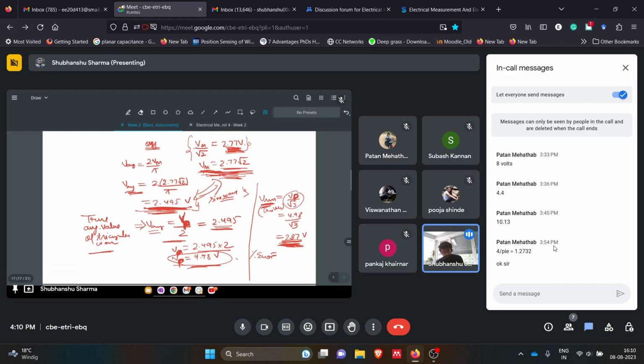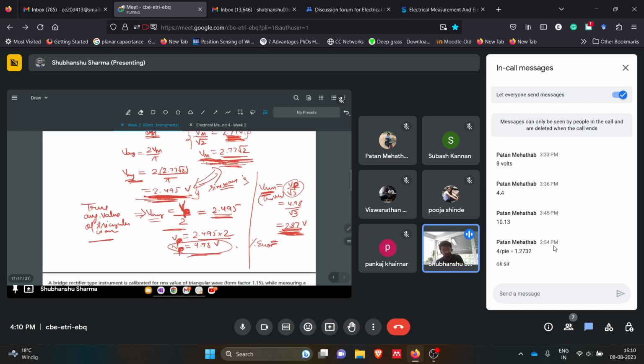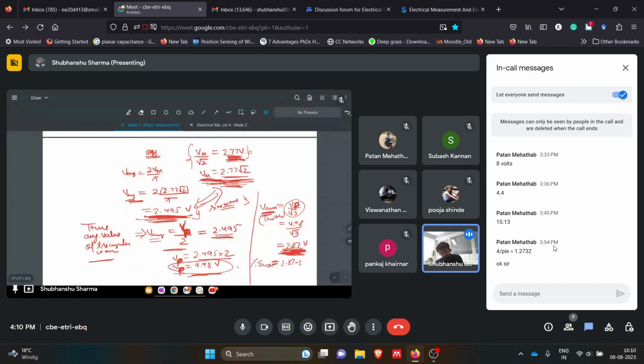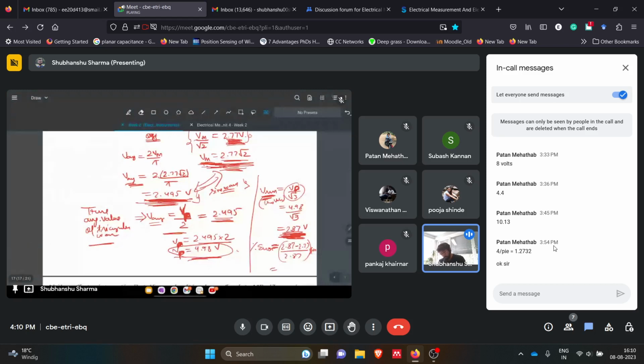So we end this question here. Percentage error will be what? This is the true value, 2.87, minus the actual 2.77, divided by 2.87, into 100, which equals what? Plus 3.48%.